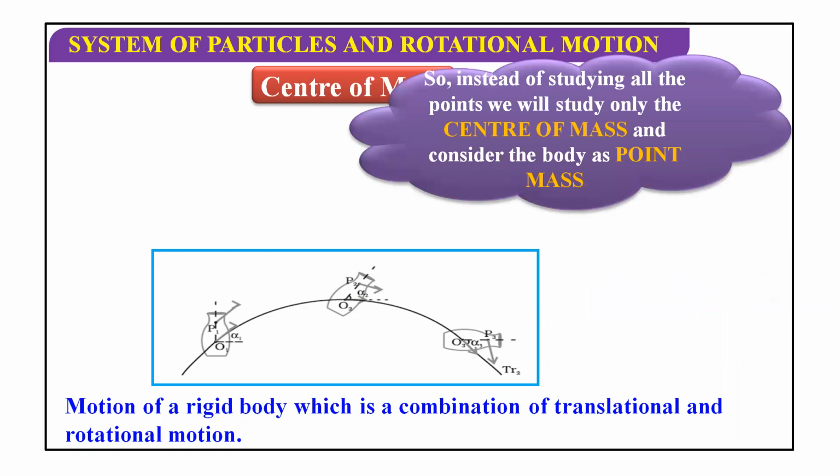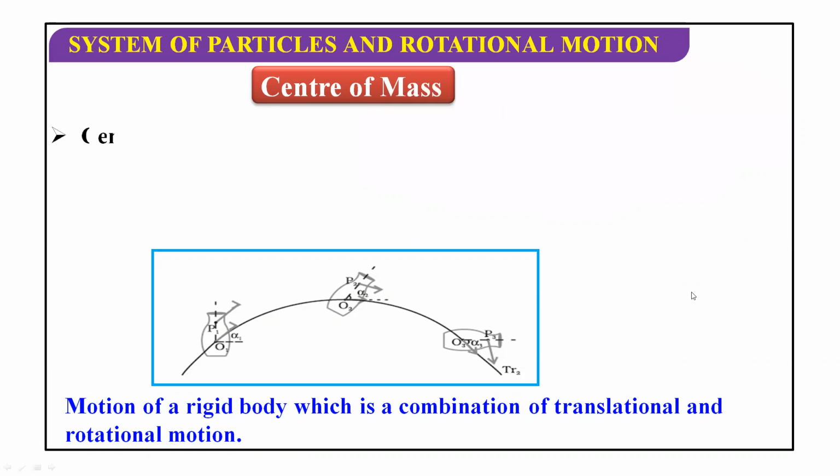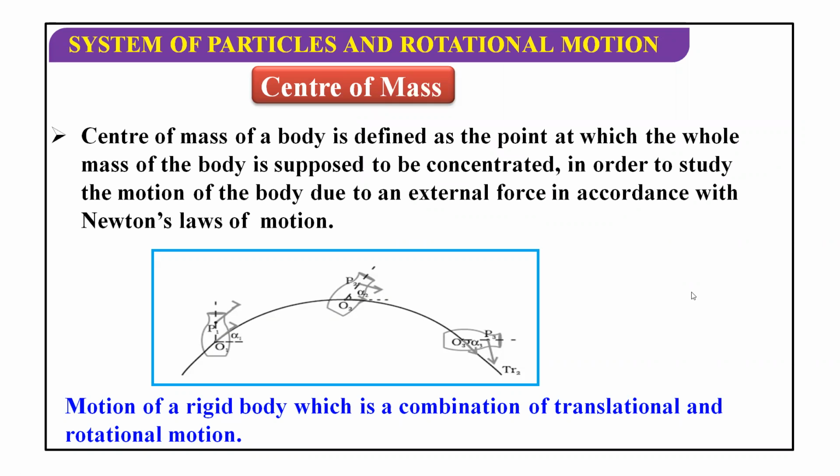So instead of studying all the points, we'll study only the center of mass and consider the body as a point mass. So how is it defined? Center of mass is defined as the point at which the whole mass of the body is supposed to be concentrated in order to study the motion of the body due to external force in accordance with Newton's laws of motion.